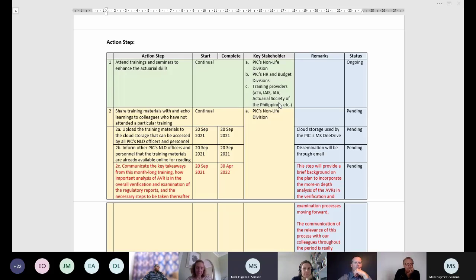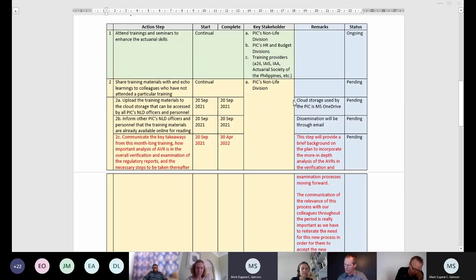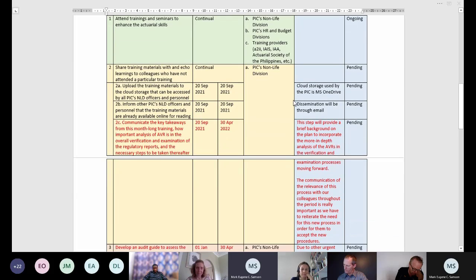For action step number 1, it is important to note that not all trainings are free. So we must communicate with our HR and budget divisions to ask for monetary resources, considering that some trainings require fees. And it is also important to keep in touch with the training providers, E2II, IAIS, IAA, and the local association of the actuaries, as they are the experts in these fields, and receiving trainings from them would be really important to accomplish this action plan.